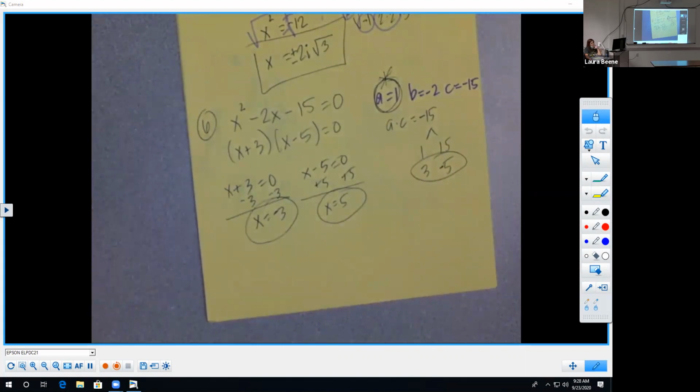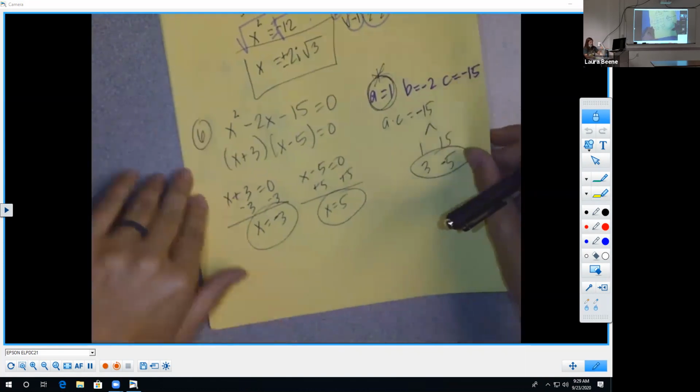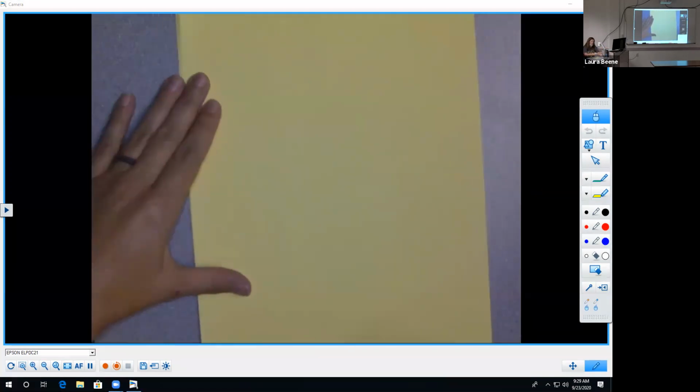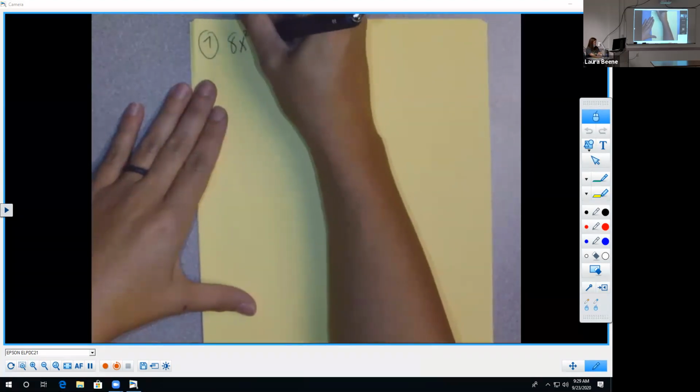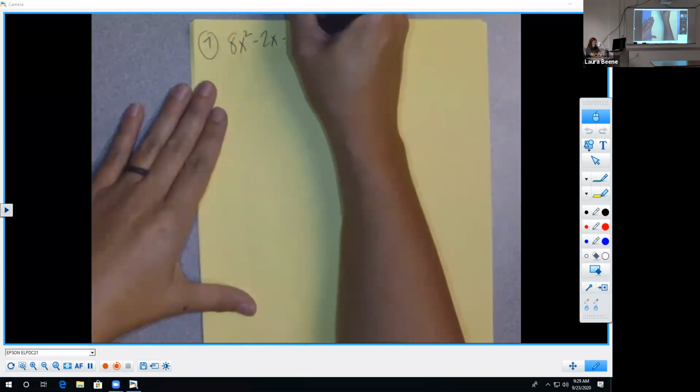Questions about that? Okay, let's do another one. We're going to do 2 more. Try this one: 8x squared minus 2x equals 7.